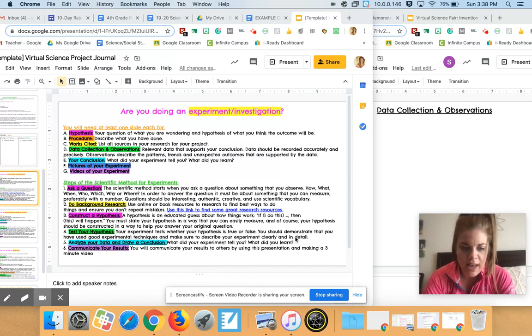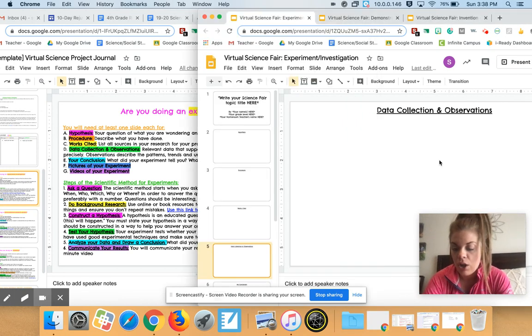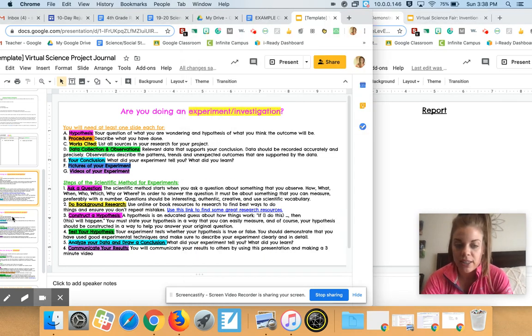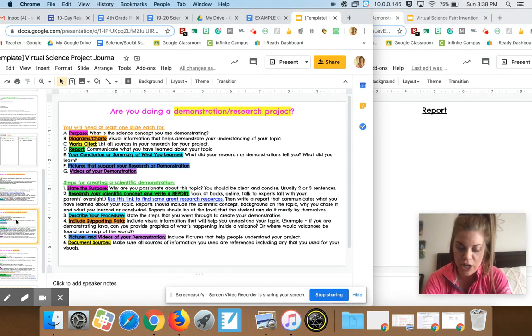You should demonstrate that you have used good experiment techniques and make sure to describe your experiment clearly in detail, okay? So that should all go on this slide right here if you're doing an experiment, okay? If you're doing a demonstration or research project, you're going to write a report for this slide. And if you're doing a research project, this is probably going to be one of your most important slides, because this is where you're going to share all of the information you learned with your research. Okay, so with your report, you should communicate what you have learned about your topic, whatever your topic was. What did you learn about it?